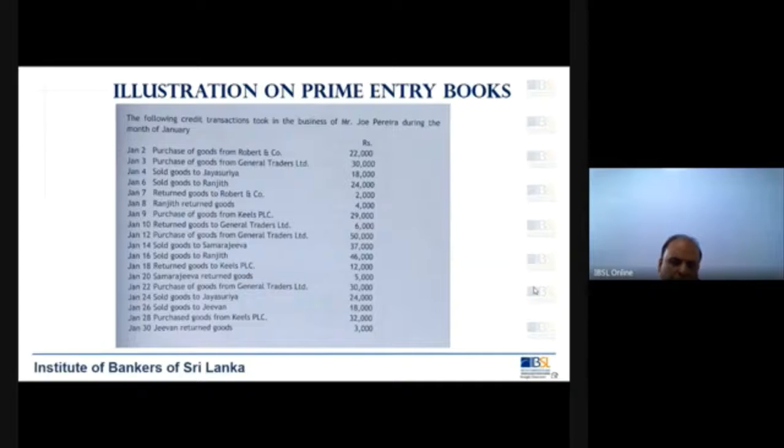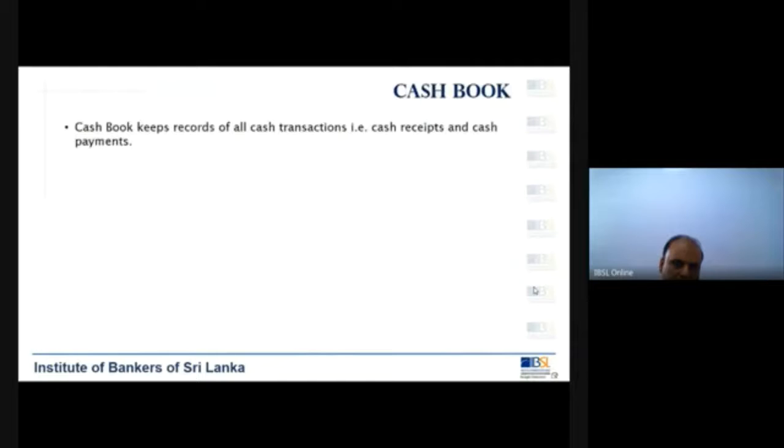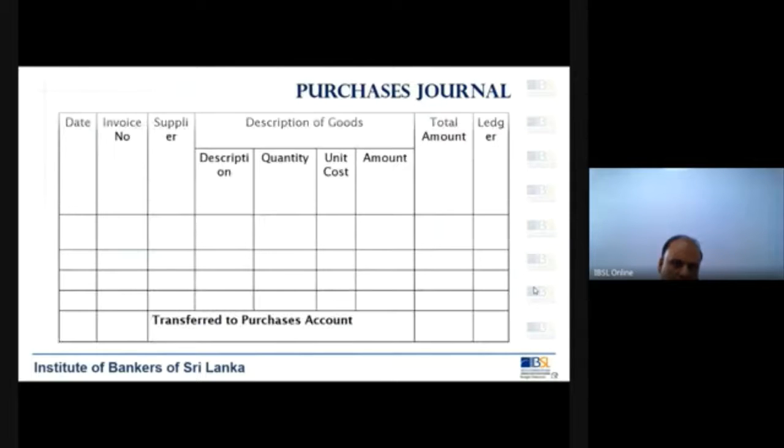So if we look at the purchase day book, how will it appear? The date is given. Of course, there is no invoice number, so we don't have to worry. Supplier name will be Robert and Company. Description of the goods, we don't have these particulars, but we have the total amount, which is the 22,000.